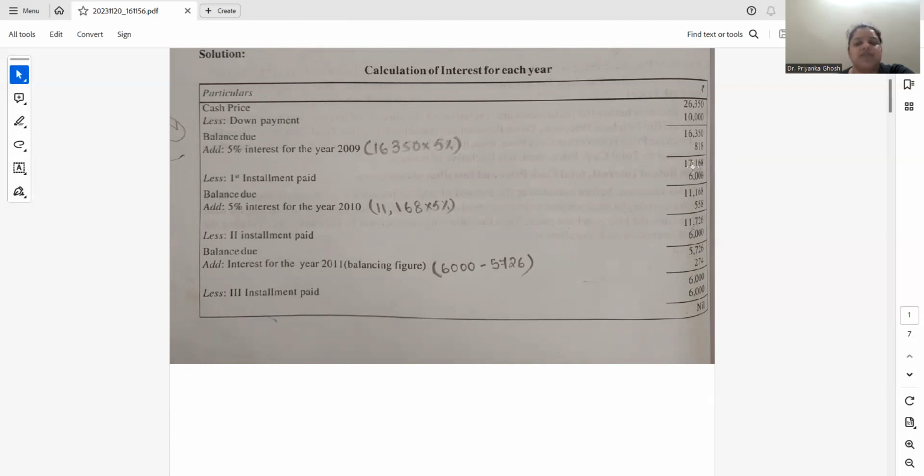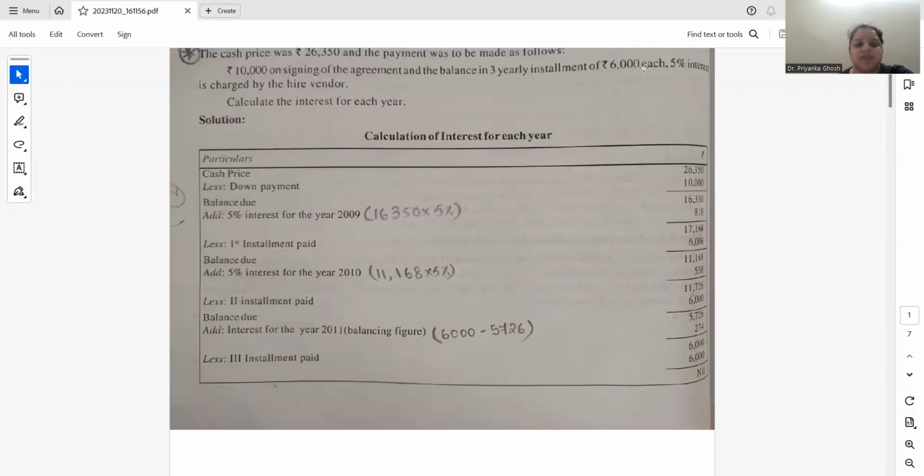After the total balance due of 17,168, we make the first installment payment. The question says each installment is 6,000, so the first installment paid is 6,000. Installment paid we always subtract from the balance due. So 17,168 minus 6,000. At the beginning of the second year, our balance due will be 11,168.